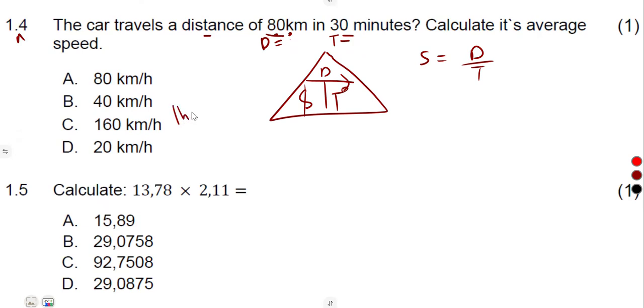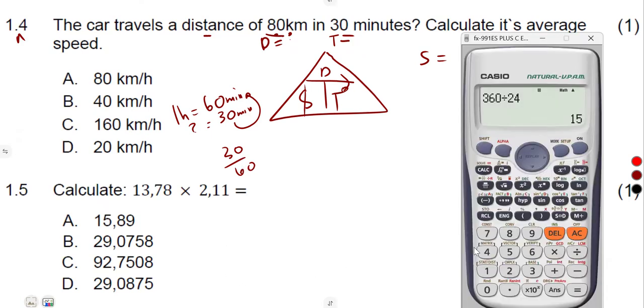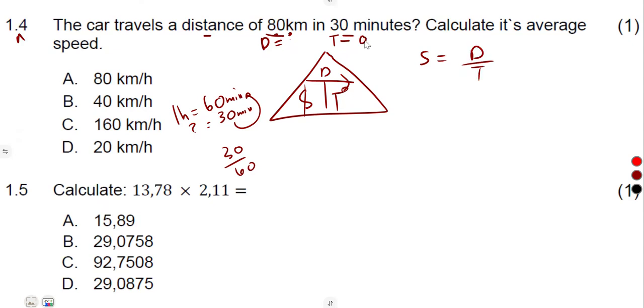So remember, in an hour, we've got 60 minutes. So 30 minutes is going to be equal to how many hours? We have to divide 30 over what? 30 over 60. So 30 over 60, that's 1 over 2 or 0.5. So the time in hours is 0.5.